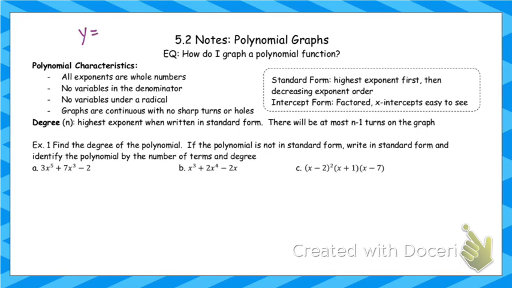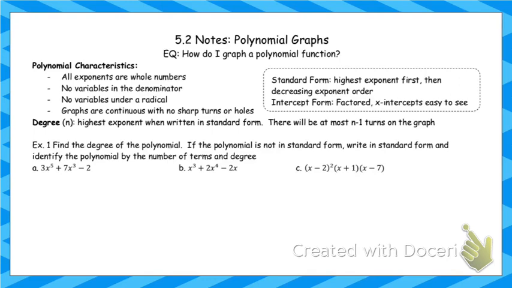Y equals x minus 2 is a polynomial. Y equals x squared minus 2 is a polynomial. Y equals x cubed minus 2 is a polynomial. Polynomials, they have a couple of characteristics. First of all the exponents are whole numbers. We do not have any variables in the denominator, no variables under a radical, and the graphs are continuous with no sharp turns or holes.